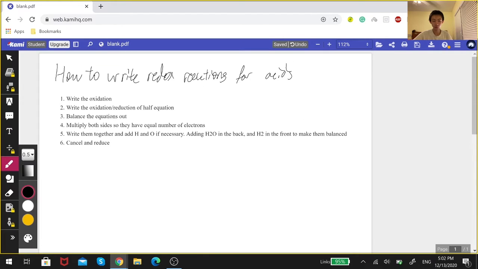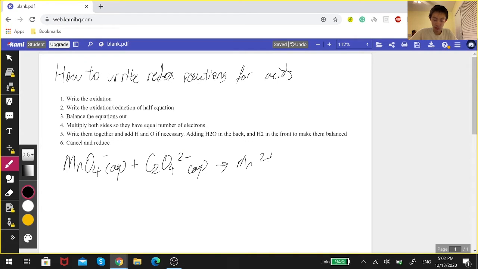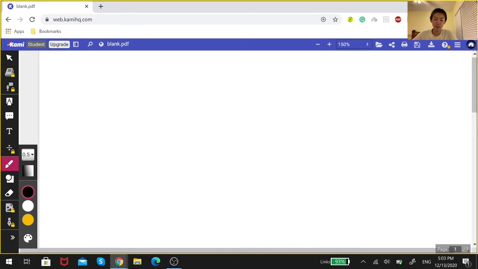So we have here MnO4 minus aqueous plus C2O4 2 minus aqueous yields Mn2 plus and CO2. Alright, so the first thing we're going to do is write the oxidation numbers, and that's basically a charge.